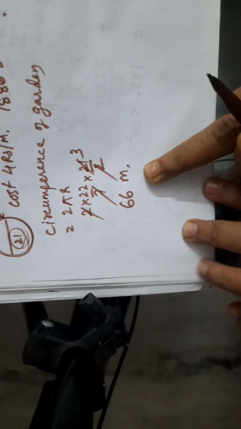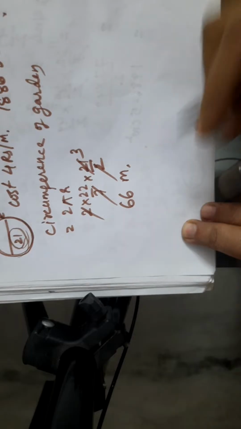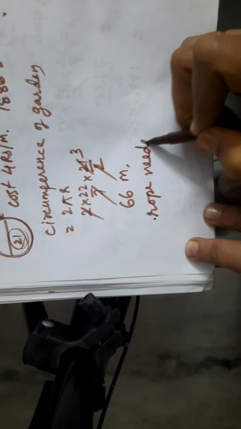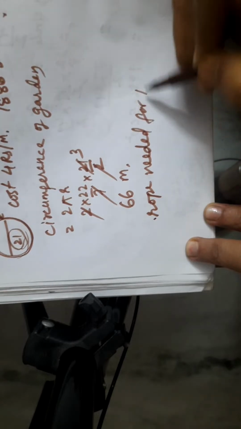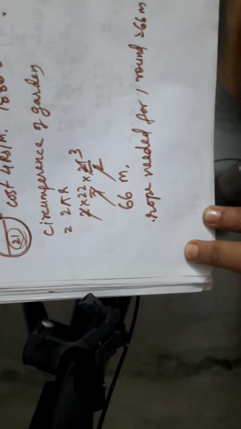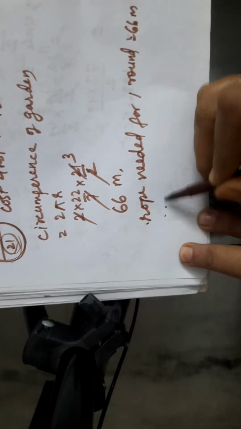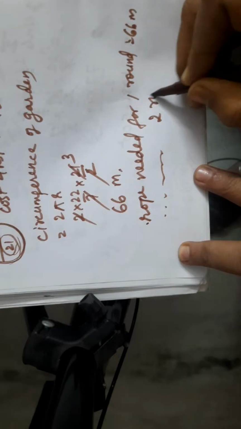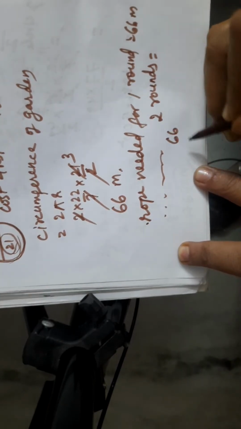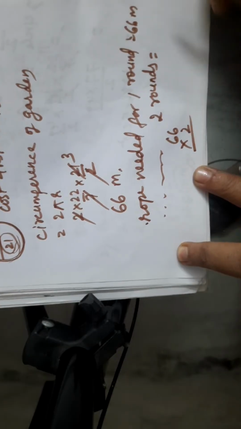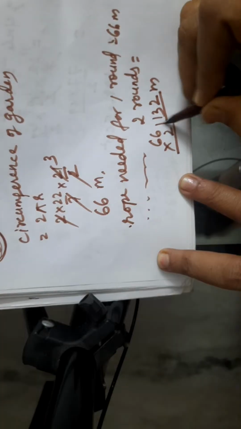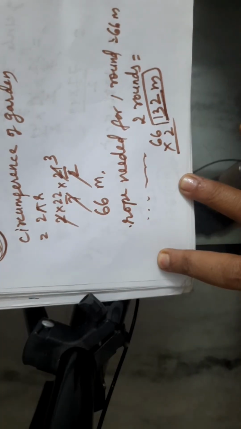We got 66 for 1 round. Now rope needed for 1 round is 66 meter. Now rope needed for 2 rounds: as he is making 2 rounds, for 2 rounds 66 multiplied by 2. So it is 132 meter. So this much rope he needs for 2 rounds.